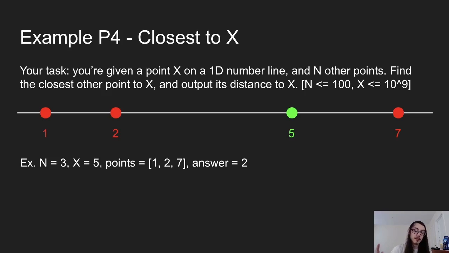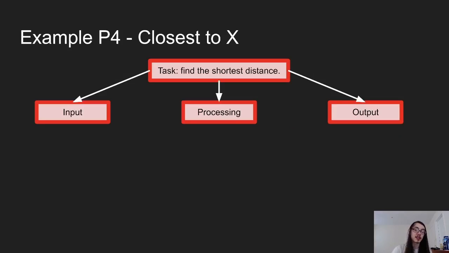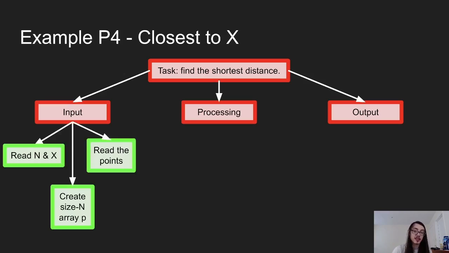Okay, so let's break down how to implement that. First, we can use the input processing output model. So to read input, we need to read in the number of points and also x, and then we can read in each point, and we can do so into some array of points. And now we need to process each point, meaning that for each point, we need to do something with it.